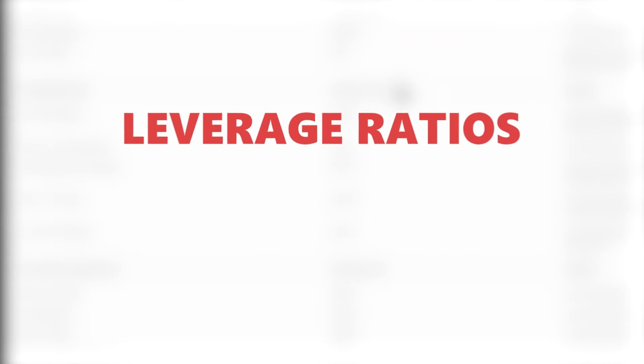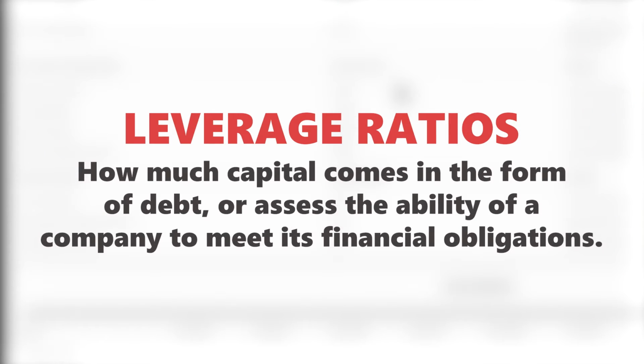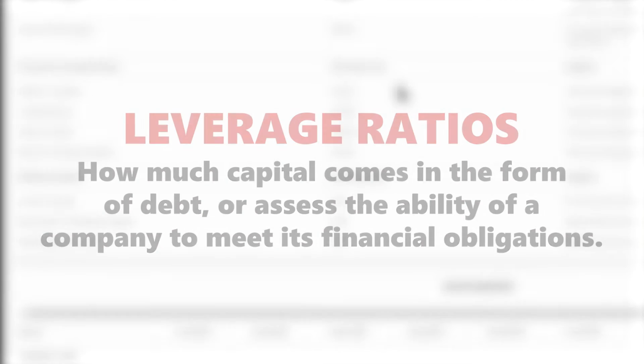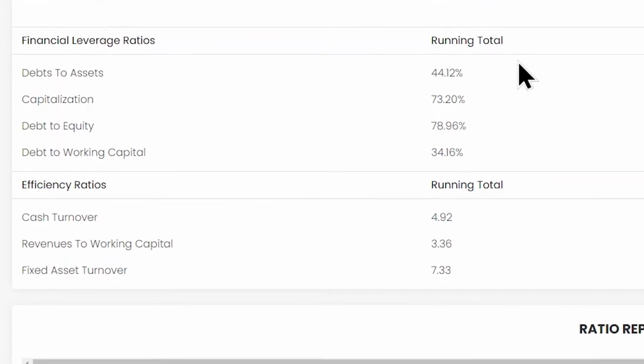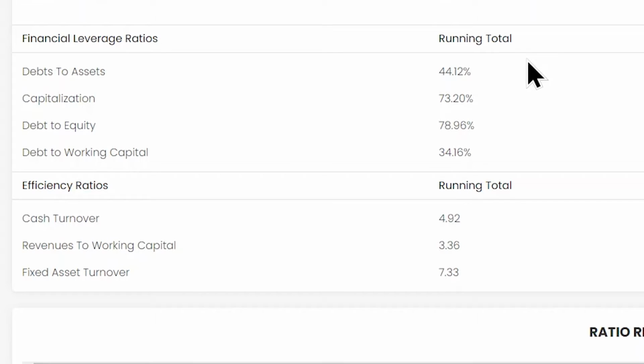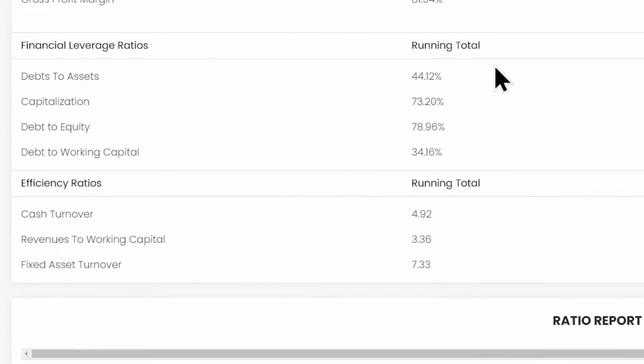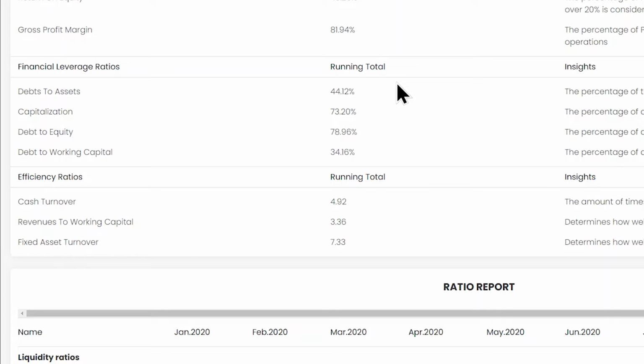The leverage ratios look at how much capital comes in the form of debt, or assess the ability of a company to meet its financial obligations. Several leverage ratios are taken into consideration here, such as debts to assets, capitalization, debt to equity, and debt to working capital. Let's move on to the efficiency ratios now.